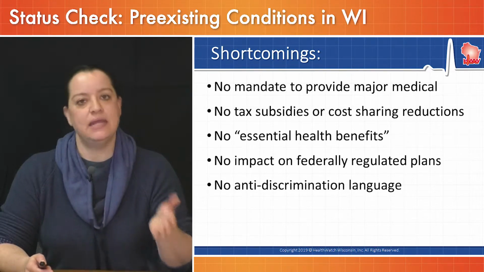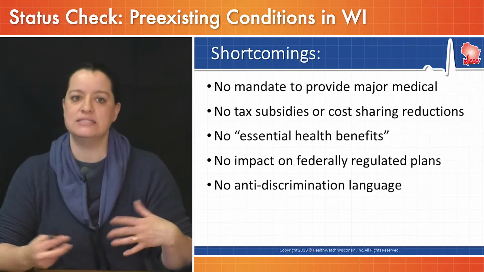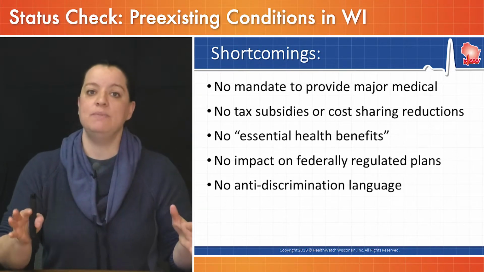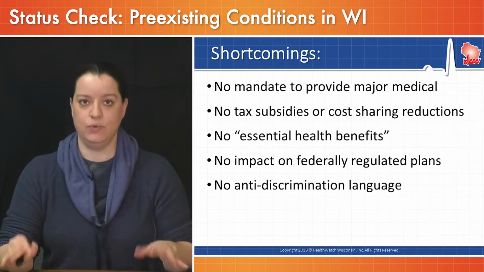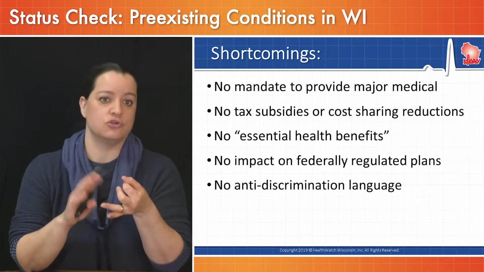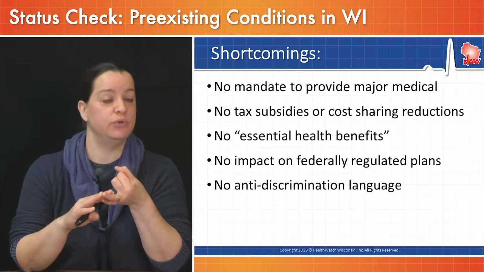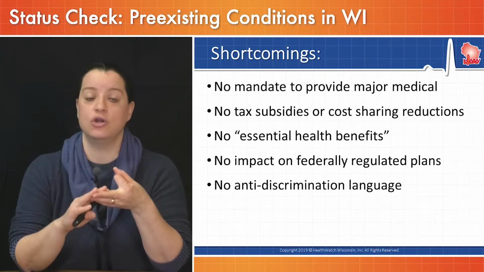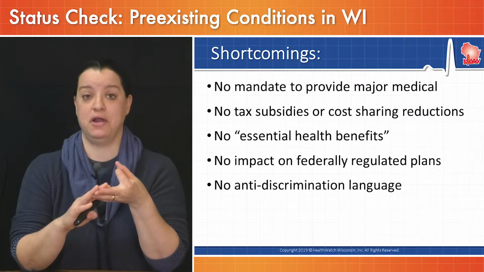It's going to get some debate. It had to go to the insurance commissioner for review, and it's not a done deal yet. Many people have said the shortcomings continue, and here's what they look like. There's no mandate to provide major medical coverage. There's no tax subsidies and no cost-sharing reductions that go along with this. There are no essential health benefits. It doesn't have to cover anything.